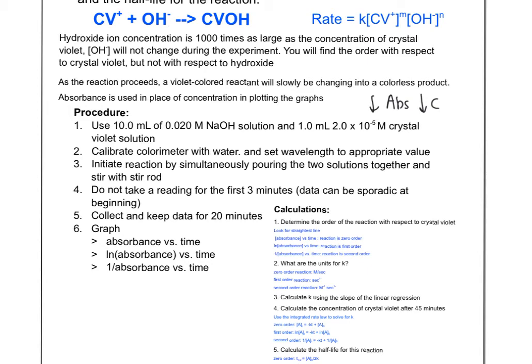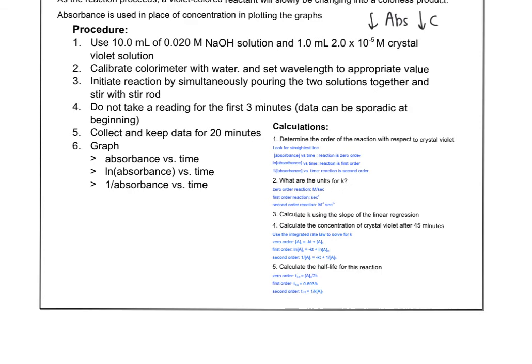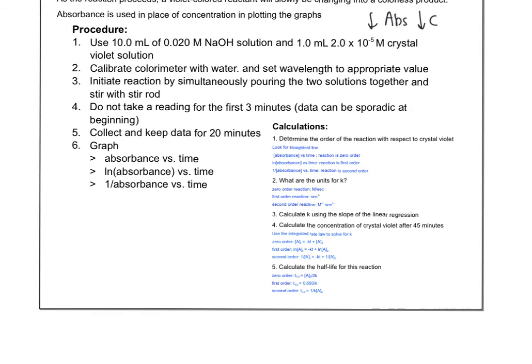So we use absorbance to replace concentration here, and then we created 3 graphs: absorbance versus time, ln of absorbance versus time, and 1 over absorbance versus time. You look for the straightest line to determine the order. You figured out the units for K once you knew the order. We took the slope of the straightest line for K, and then we calculated the concentration after 45 minutes using the correct rate law, and then we calculated half-life just for practice.